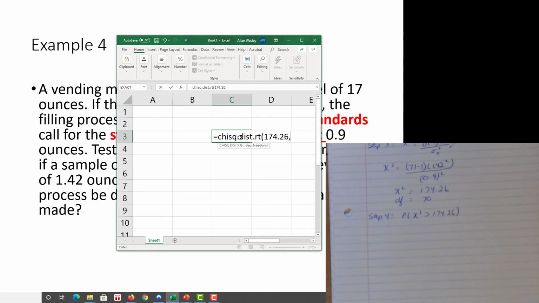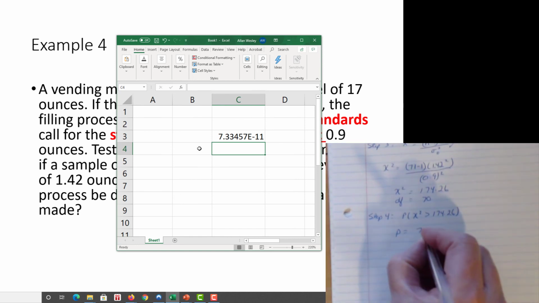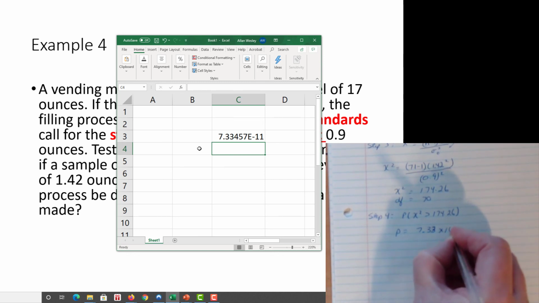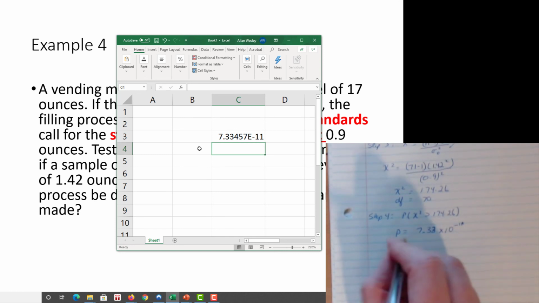174.26 with a degrees of freedom of 70. And oh my goodness, that is a small number. So the p-value, 7.33 times 10 to the minus 11. That is a lot of zeros. If we were looking on a table, we'd say that is close to 0. But note, we would never say it's exactly 0, because it's not exactly 0, but it's close to 0. That's a lot of zeros before we even hit the first 7.